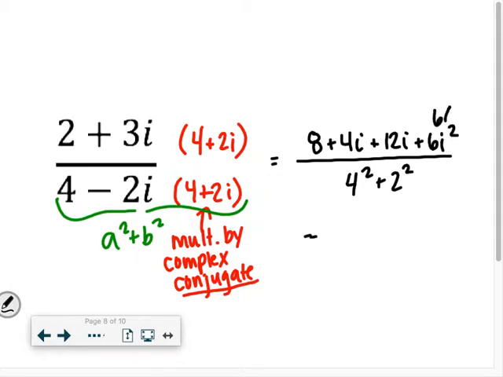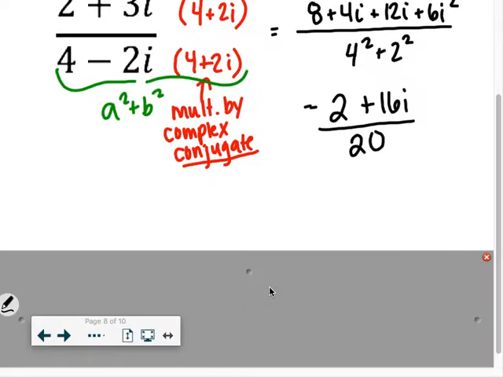This gives me, over here I'm going to have 6 times -1, so that's -6, plus 8 is 2. The 4i and the 12i make 16i. And then in the denominator, that's going to be 16 plus 4, which is 20. And we're so close. But what you see is not yet in standard form. And we all made an agreement as mathematicians that we would keep it in standard form. So we want it to be a plus bi separately. So you got to do, what is 2 divided by 20? 1/10.